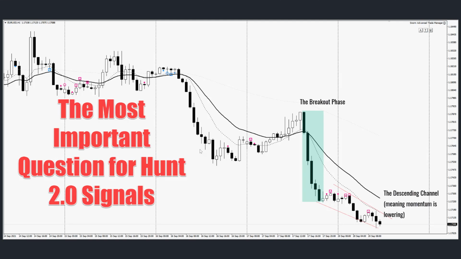The question is the most important question for Hunt 2.0 signals. There is a question that, if you ask, it will eliminate 95% of the bad signals, so you'll be left with really high quality signals. But before that, I want to explain what the market cycle is.